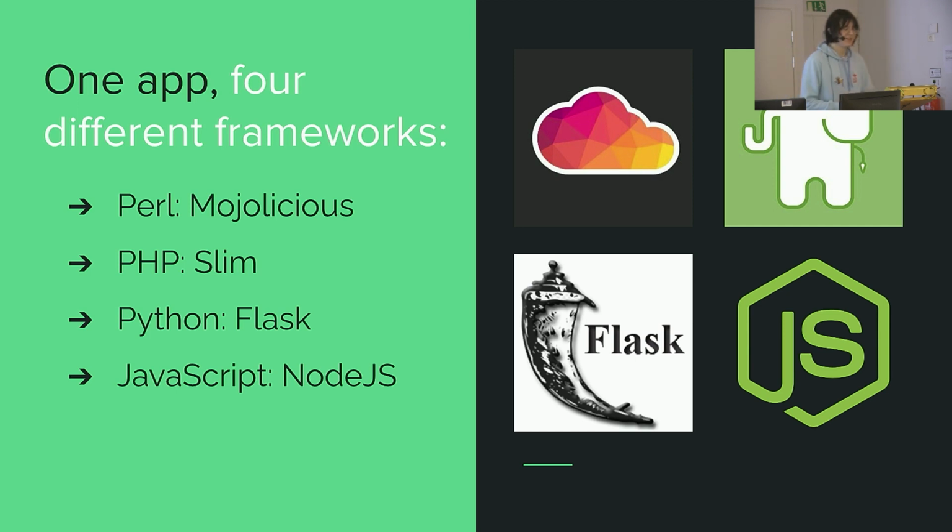So, the multilingual approach. Even though, as I said, I'm a Perl person, I had many experiences, pleasures and displeasures, working with other languages. This app is coded in 4 different languages, Perl, PHP, Python, and JavaScript, and each language is paired with a framework of my choice: Mojolicious for Perl, Slim for PHP, Flask for Python, and NodeJS for JavaScript.